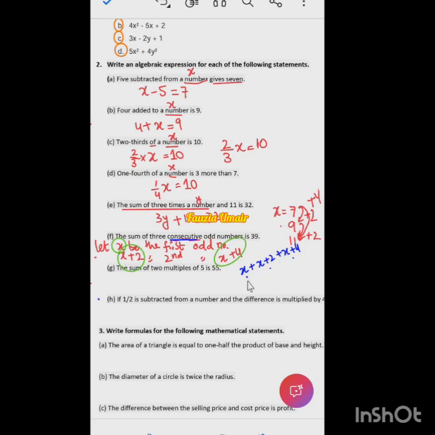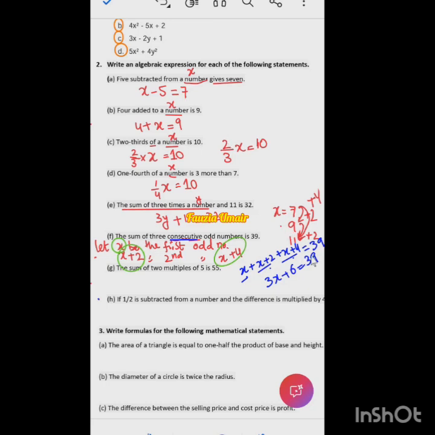So we are saying these are the three numbers added, right? And it is equal to 39. Now you can simplify. This is x plus x plus x, so this is 3x plus 6 is equal to 39, right? We can even solve it and calculate the value of x, but because they are just saying write the algebraic expression, we will only focus on writing the equation, sorry, we will not solve it.